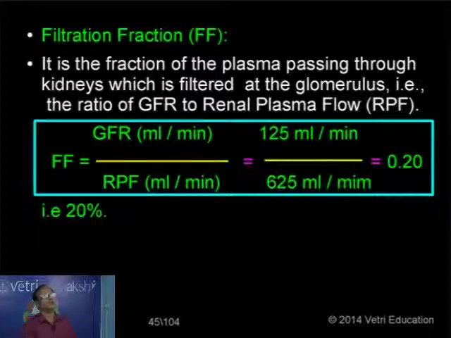It is the ratio between the glomerular filtration rate and the renal plasma flow. Don't forget, renal plasma flow is the volume of plasma that reaches the kidneys per minute. The volume of blood that reaches the kidneys is about 1100 to 1200 ml, out of which 625 ml alone is plasma, and the remaining are the different components found in it.